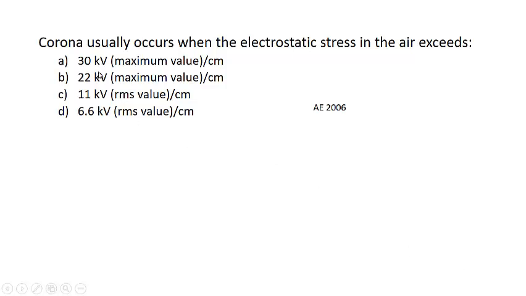One more question regarding the corona. Corona usually occurs when the electrostatic stress in the air exceeds 30 kilovolt maximum value per centimeter, 22 kilovolt maximum value per centimeter, 11. These two values are not there. We may have this and this value, but you need to find out whether it is maximum or RMS. We know that 30 kilovolt is the maximum value, so this is the correct option. If this option was RMS value, this would also have been a correct option. But here it's maximum, so the correct option is only 30 kilovolt per centimeter. That's the peak value. This was also asked in AE 2006.